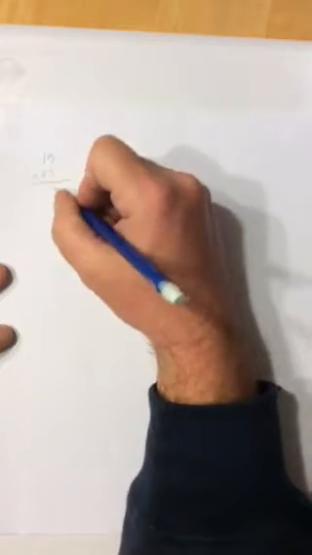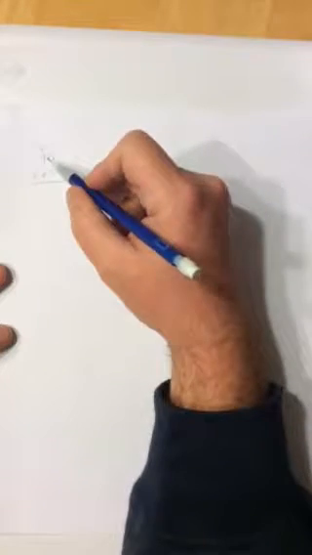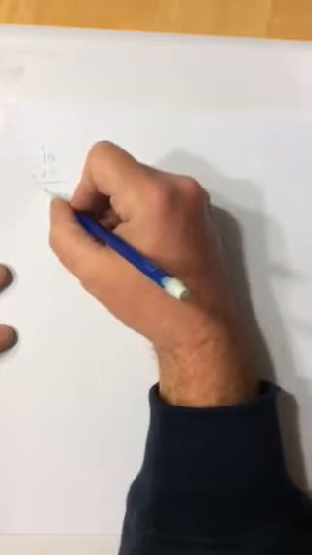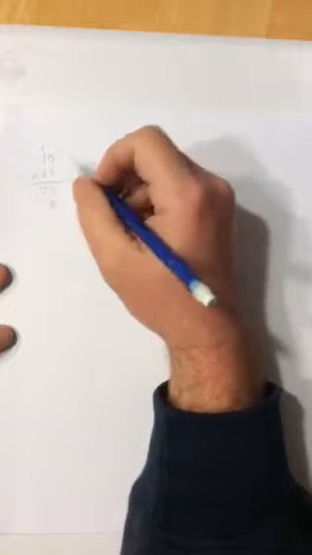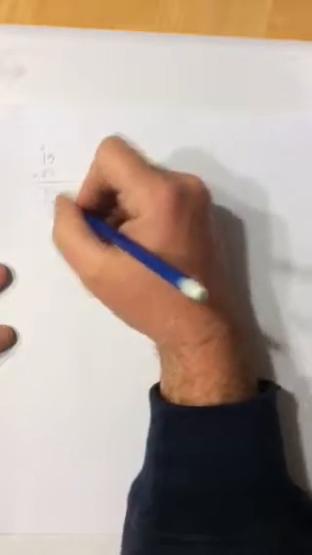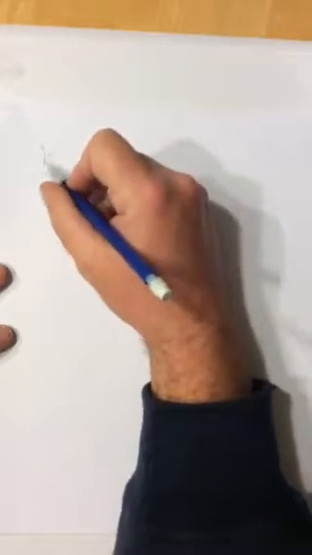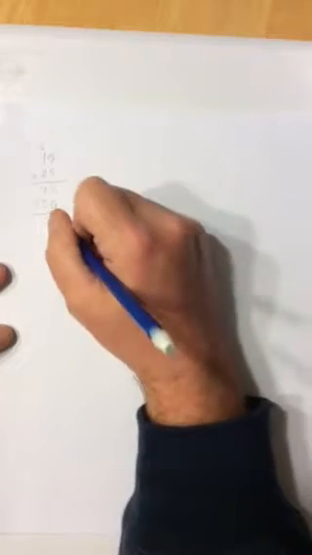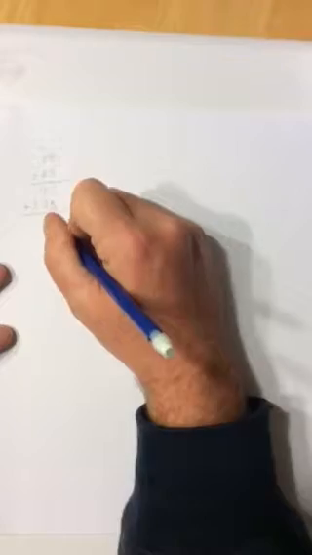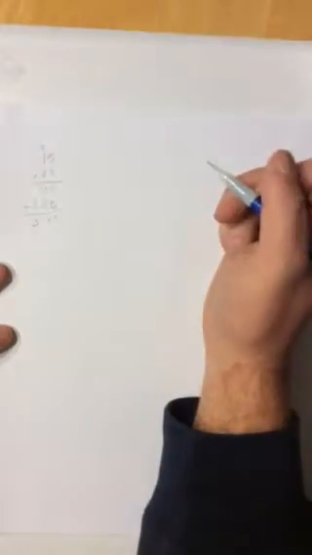5 times 5 is 25. Regroup the 2. 5 times 1 is 5, plus 2 is 7. Put your 0 in for your placeholder. 2 times 5 is 10. Regroup. 2 times 1 is 2, plus 1 more is 3. Come down, add them. You have 5, 7, 3.